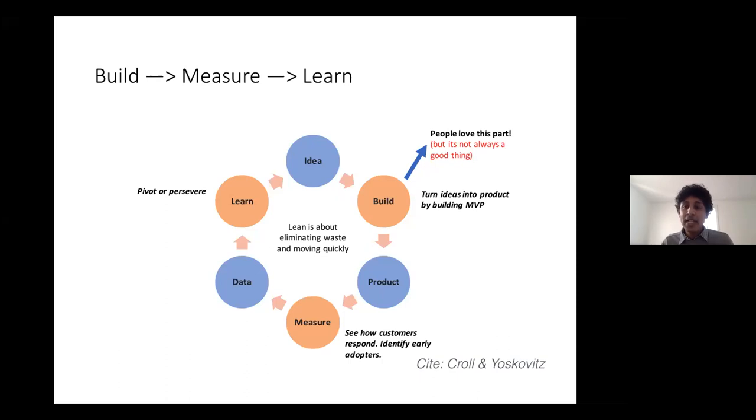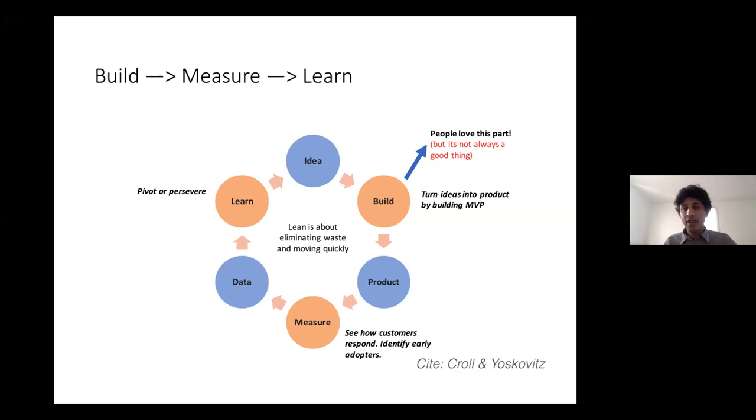So it's important to build an MVP, or minimum viable product, and quickly take it to your customers and see how they respond. So you can identify your early adopters and the people who have potential to use your product. And then you measure that. When you measure, you suddenly realize things that you probably would not have thought about. So you say, this product might not be the best product for my customers, or my model might not be the best for my customers. And then with those learnings, you can take a decision.